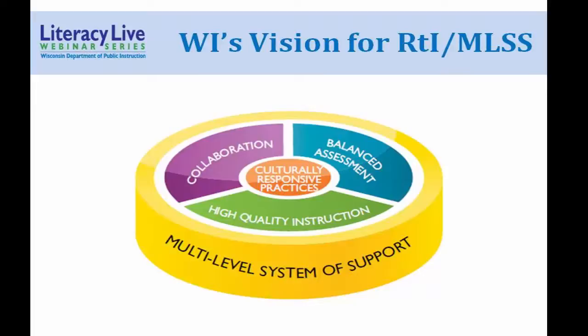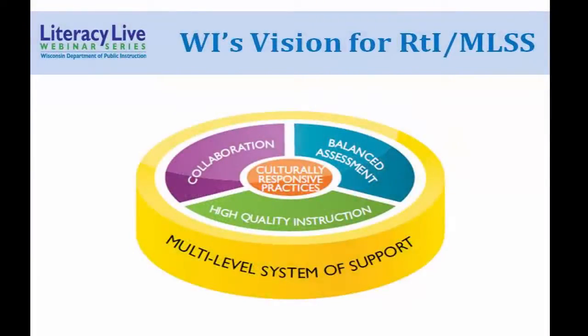And as you've probably heard both Barb and I say in the past, this graphic really makes us very proud to work in Wisconsin. So we really want to call your attention to the fact that Wisconsin chooses not to use a triangle for its overall vision of RTI. Instead, it's a more circular graphic to really represent that wraparound, that idea of wraparound supports to meet the needs of all learners. Within that system of wraparound supports, we have three primary components: collaboration, balanced assessment, and high quality instruction.